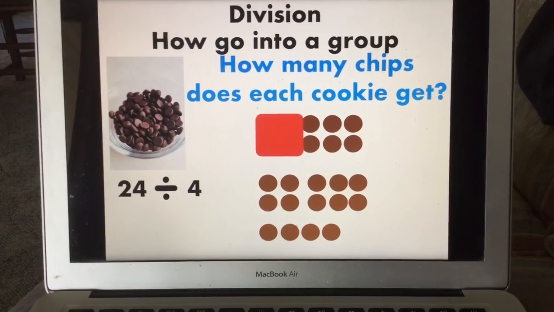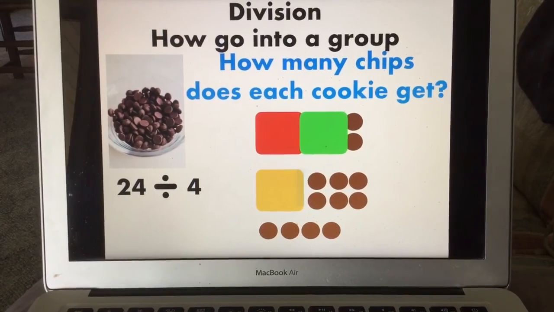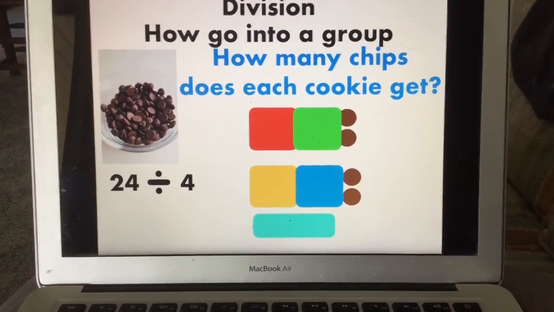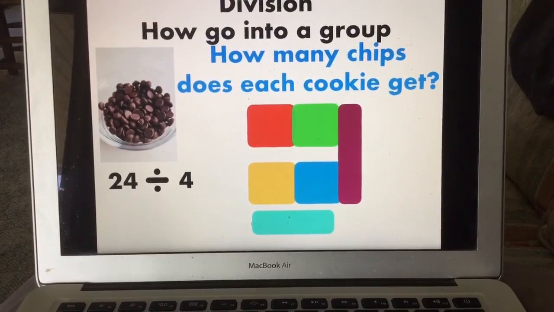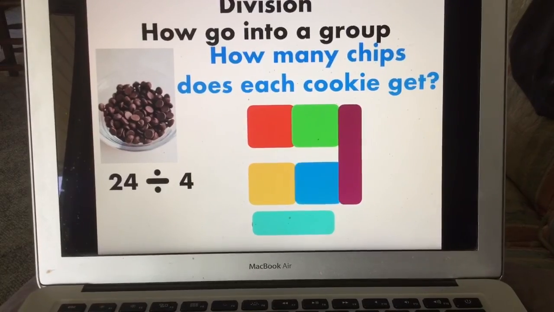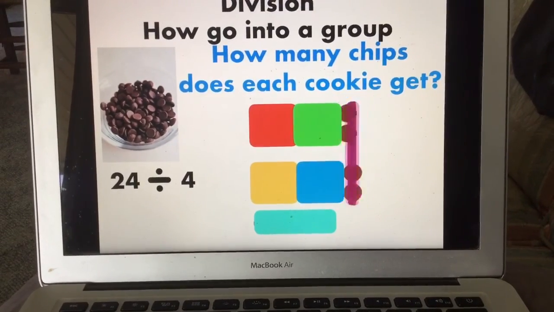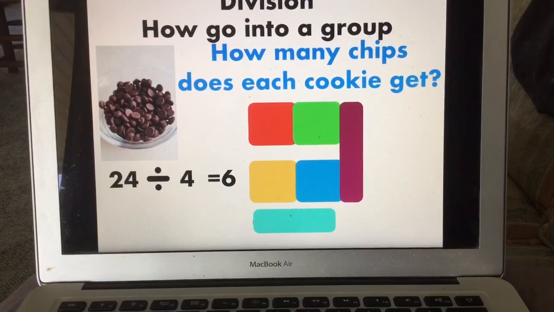So we have our 24 little cookies to start with. Now we're going to put them into groups of 4. How many groups do I have? I have 1, 2, 3, 4, 5, 6. So that's my answer. Okay.